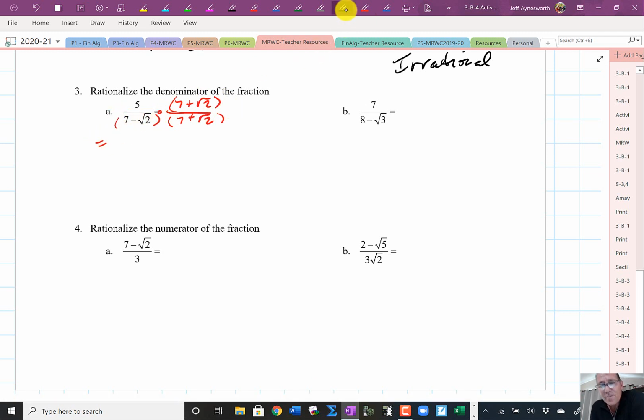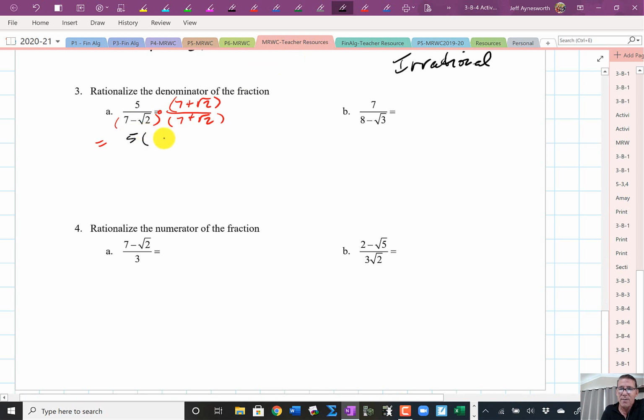This is the process of using the conjugate to rationalize either the denominator or numerator, whatever you're told to do. And the conjugate is when you change it from a minus to a plus or a plus to a minus. It's that simple. Okay, so here we go.